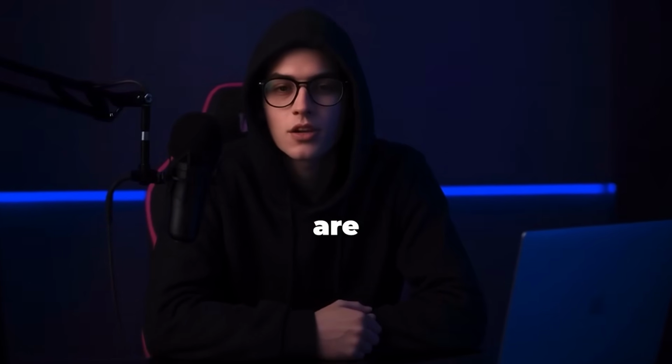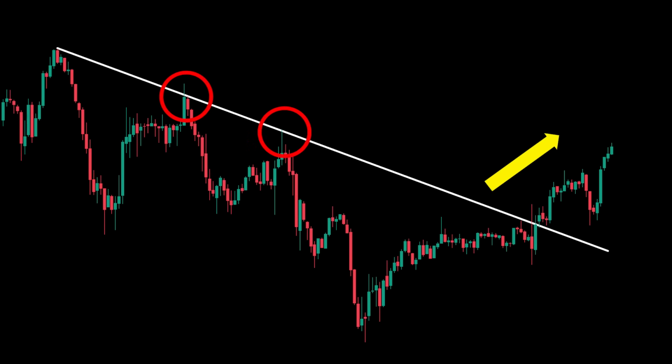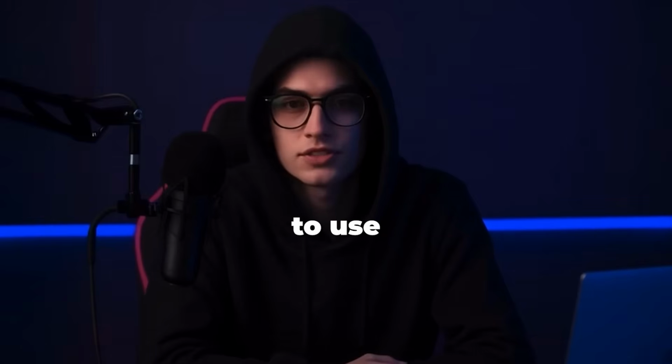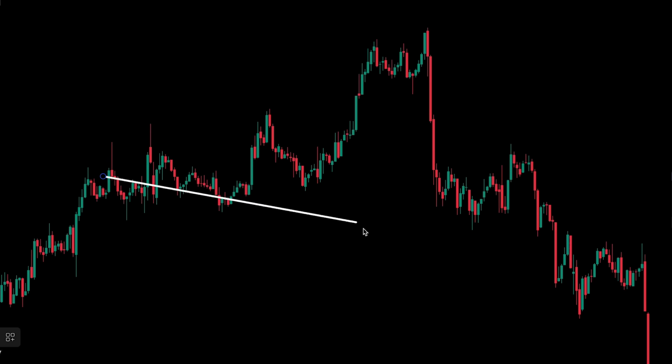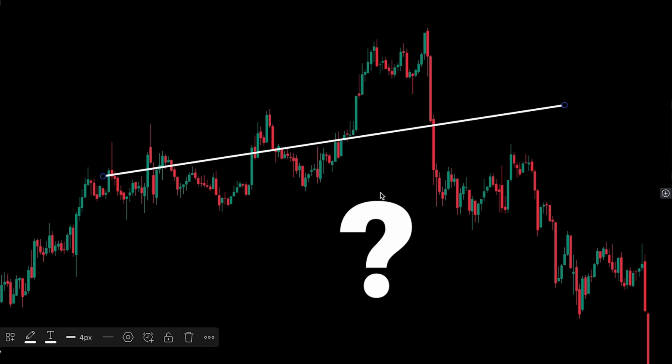Support and resistance are the backbone of every market move. They decide where trends reverse, where breakouts explode, and where traders make or lose money. But here's the problem. Most people have no idea how to use them properly. They draw random lines, call them levels, and wonder why price never reacts.